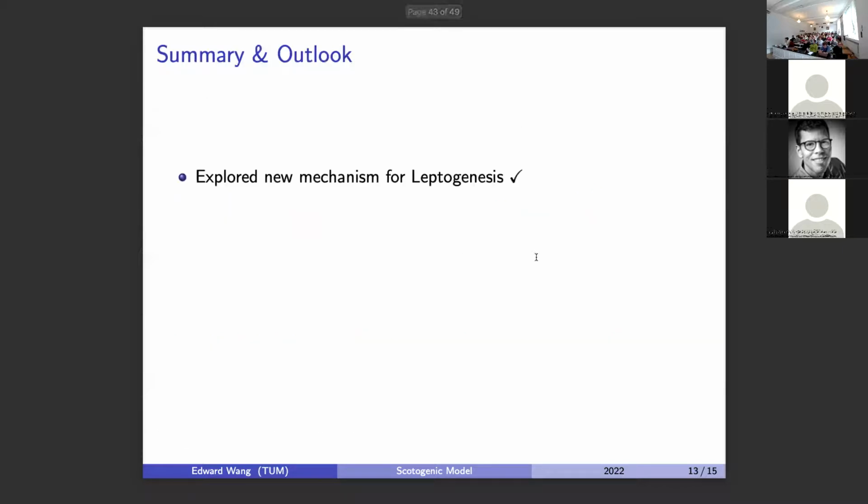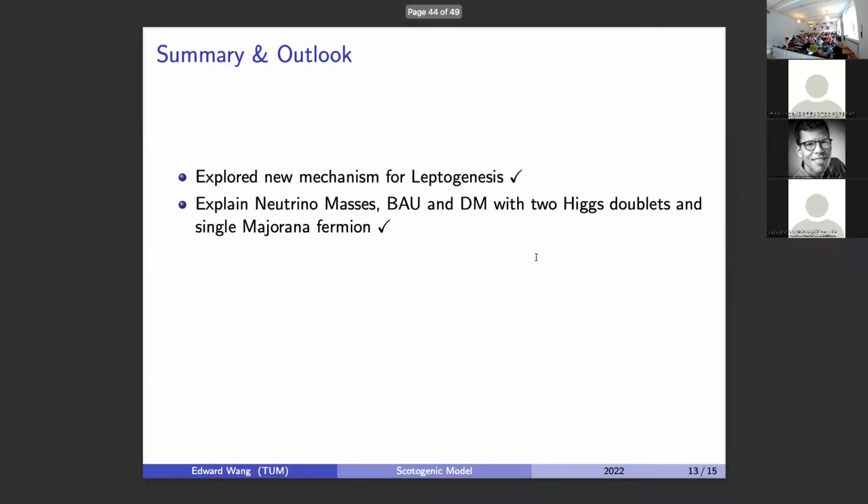So coming to our conclusion, what we have done in this work is we have explored this new mechanism for leptogenesis with two Higgs scalar doublets, which to my knowledge had never been applied to a complete model. Using this model, we are able to explain neutrino masses, the baryon asymmetry of the universe, and dark matter with these two Higgs doublets and a single Majorana fermion, which also to my knowledge hadn't been done before.